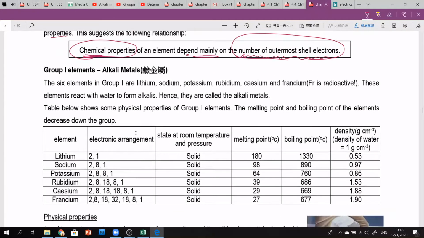So alkali metals, what is that? Why is group 1 said to be alkali? Remember the spelling, A-L-K-A-L-I, alkali, 鹼金屬. Among those 6 elements, from lithium, sodium, potassium, rubidium, cesium, to francium, which is radioactive, they react with water to form alkalis, 鹼. An alkali is something which will react with acid to form salt and water as the only products, with a pH value greater than 7. You know that in Form 2. So we call them alkali metals, 鹼金屬.